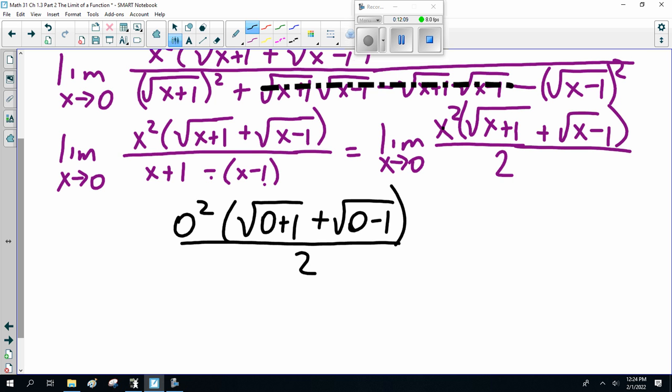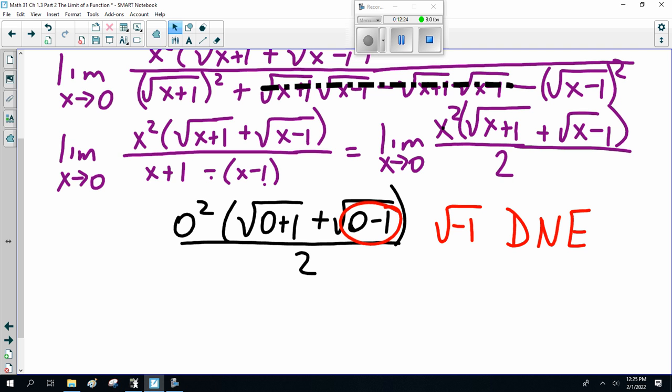Your first thought is to say this is 0 because it's 0 squared, but this is the square root of minus 1, which does not exist. So there is no limit here. We cannot solve it. Okay? That's sneaky and evil, and I'm going to stop here because the video is getting kind of long. We'll finish it up in the next video.